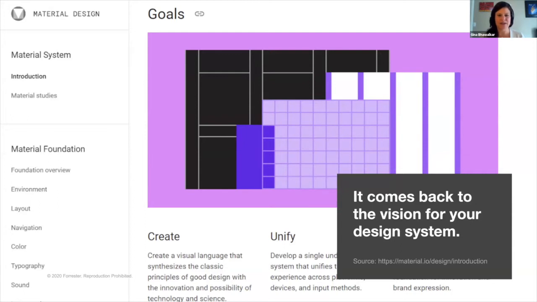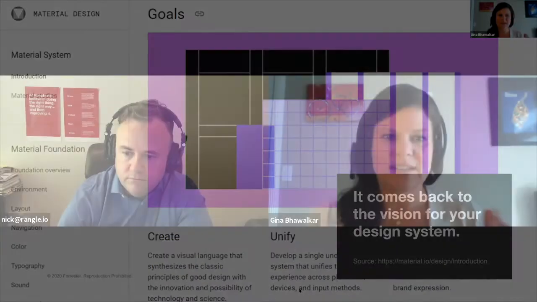And number three, it's about flexibility, providing a customizable foundation, which for Google, of course, is very important because they have many people building apps off of Material. So understand, what does that vision look like for your company? Why are you building this design system in the first place?